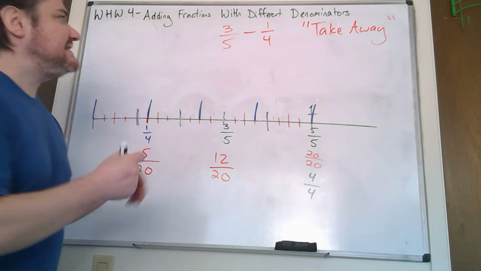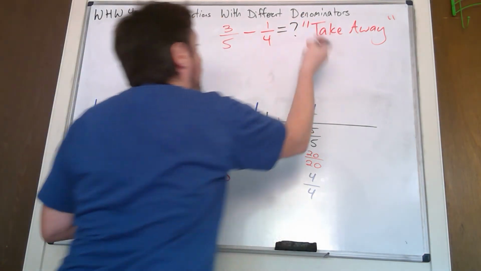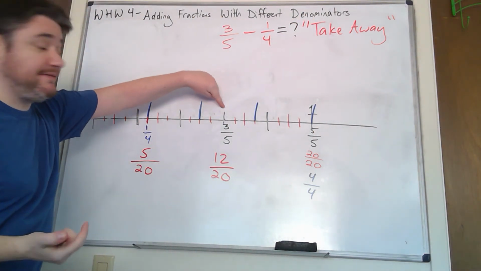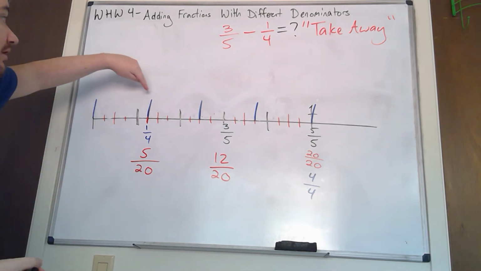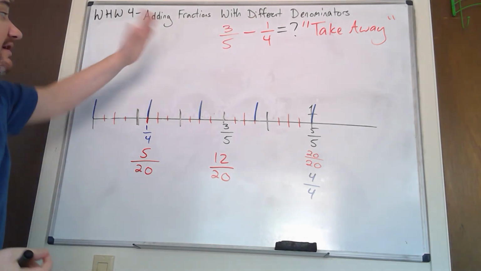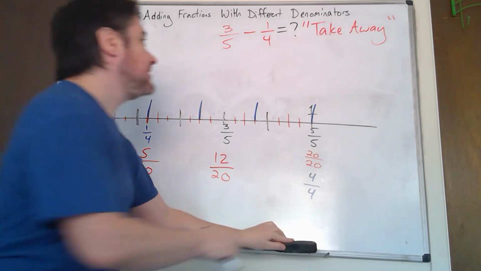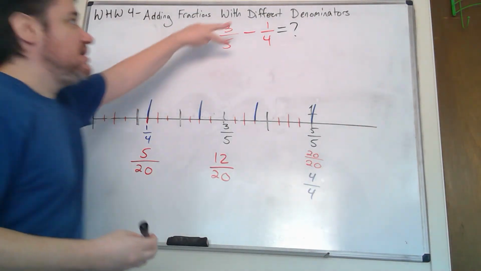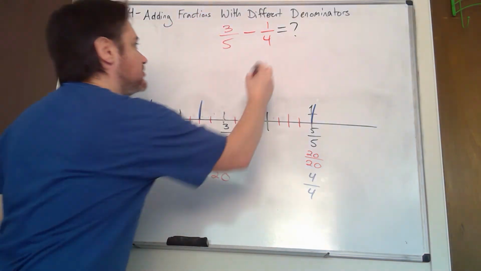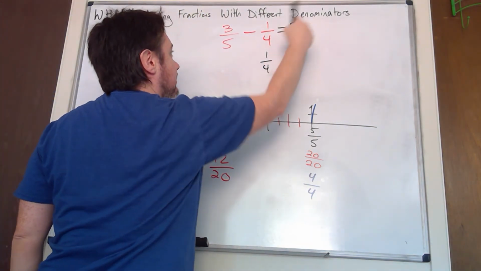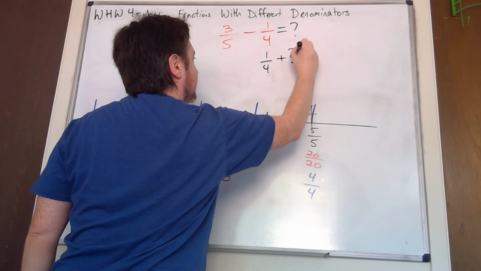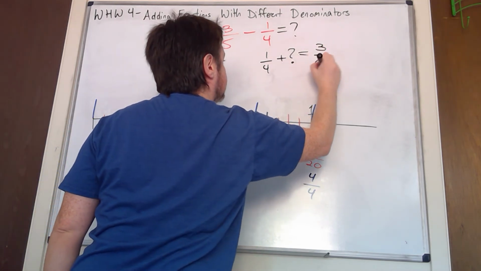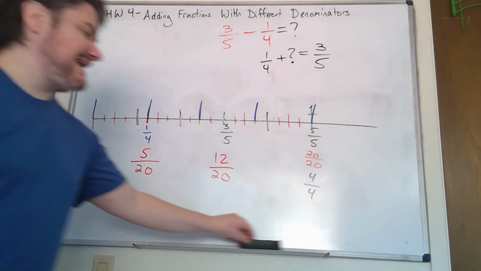So missing addend versus takeaway. Takeaway says I had 3/5 of $1. I spent a quarter of it, so I lost some money, and then where you land is your answer. Missing addend is basically missing factor. So we take this. I always drop it down so I can keep everything straight. So 1/4 plus question mark equals 3/5. Okay. And again, that's not new.